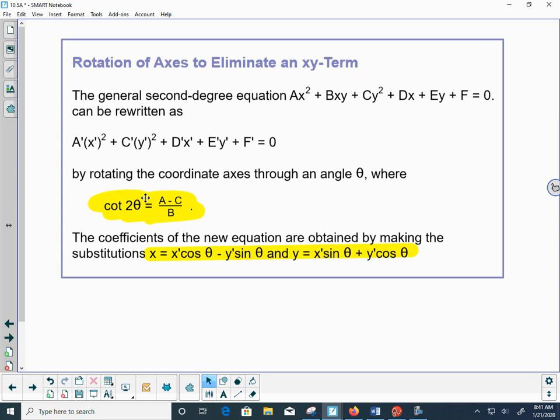Yes. Thank the Lord. So in order to find the coefficients for the new equation, remember this here is going to be our new equation. In order to find the new coefficients for A and C, we're going to have to substitute in that angle that we find here, and we're going to come up with a new x and a new y. So let's do a baby one first.